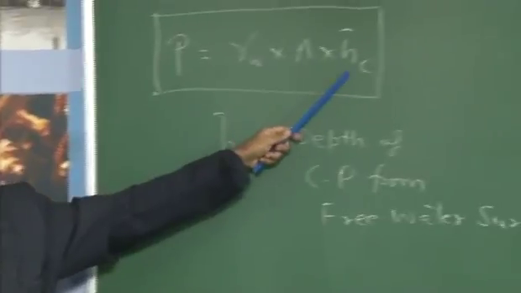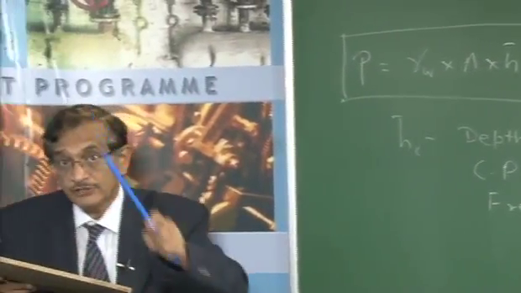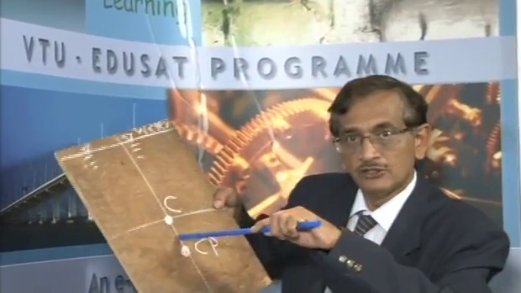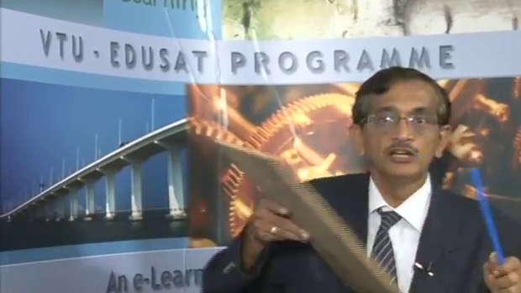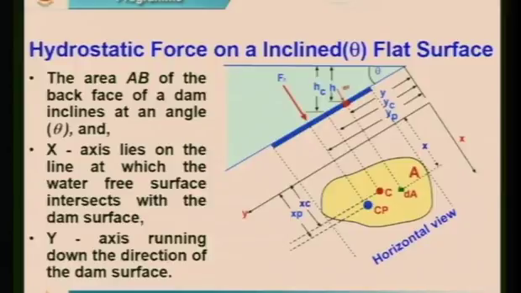As far as the force is concerned, it is the same value, P is equal to gamma into A into h c bar, that is permanent. But as far as the center of pressure is concerned, I would like to know where is the location for an inclined plate. There is a formula, we will derive it now. So, is it okay? Now let us read the statement.